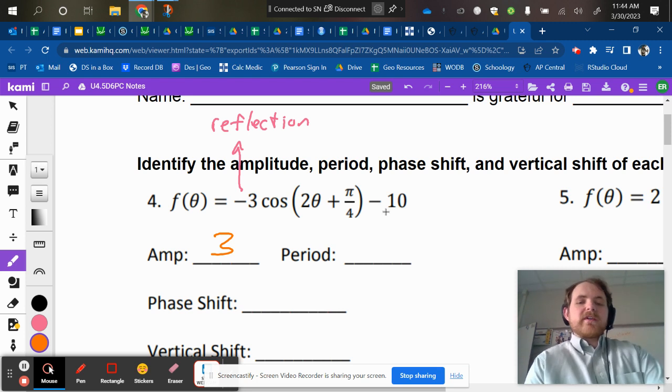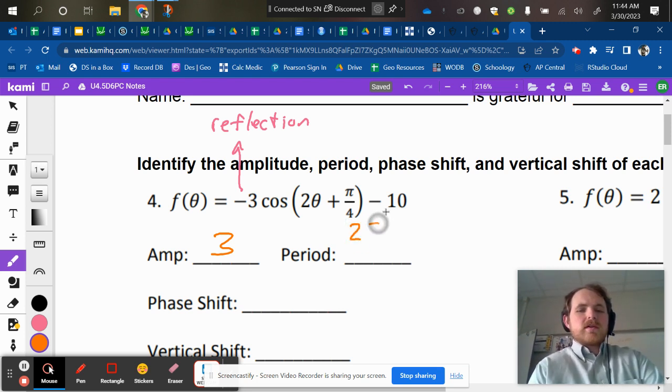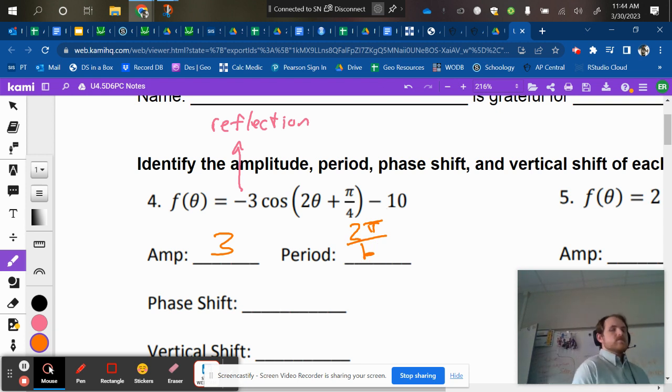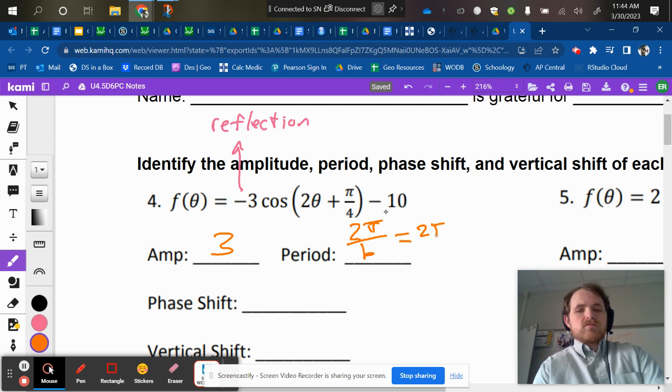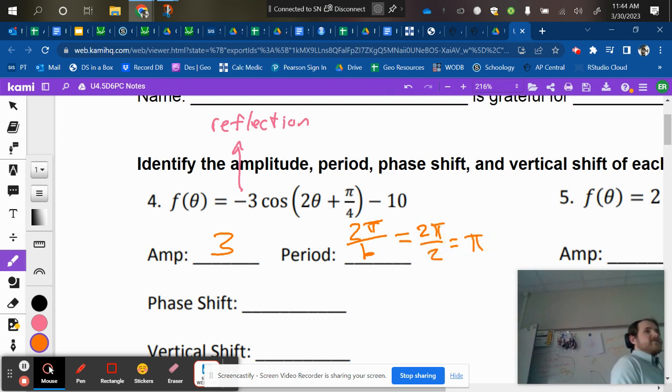The period, we figured that out by doing what? 2 pi over b. So it's 2 pi over what? Great job. So that means my 5 points for my period are going to happen from between 0 and pi. All right.